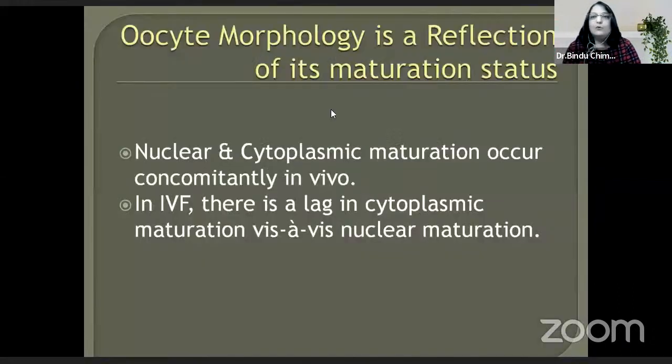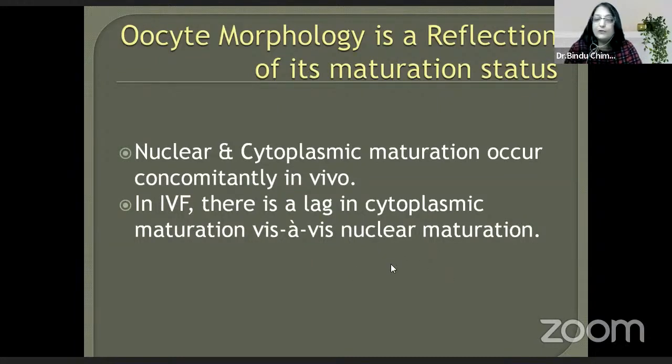So oocyte morphology is a reflection of its maturation status, which includes the nuclear as well as the cytoplasmic maturation. And this occurs concomitantly in vivo, but when we are talking of IVF, there is a lag in the cytoplasmic maturation vis-a-vis the nuclear maturation. And therefore, the stimulation protocols and other aspects affect the oocyte morphology because of this lag in the cytoplasmic and nuclear maturation.